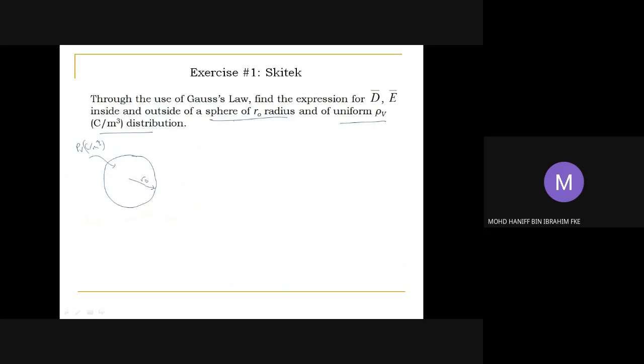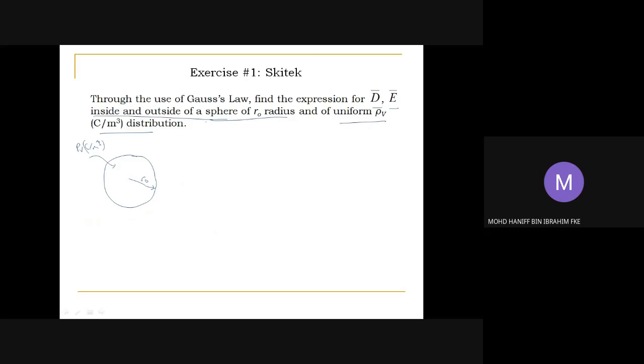So the question is, find the expression for the D and the E inside and outside of this particular sphere. Okay, so I repeat again, the charges are everywhere inside this sphere. No charge elsewhere, only inside this spherical charge. So we have two things to be obtained, which is to find the D and E for two regions. The first region is inside the sphere, and the second region is outside the sphere.